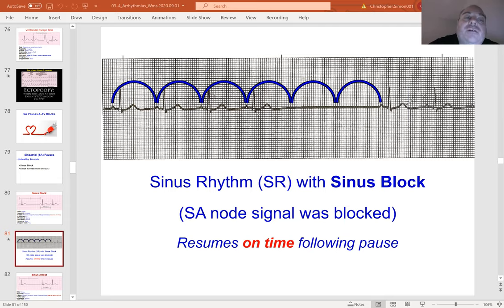So we just march everything out. The same distance from every P to every P to every P, like that, okay? So as you can see, same distance, same distance, same distance, okay, we should have had one right here. We should have had one right here and one right here, which we do. Because it picks back up on time again, it follows the same timing pattern, we call that a sinus block. If it didn't, it would be a sinus arrest.